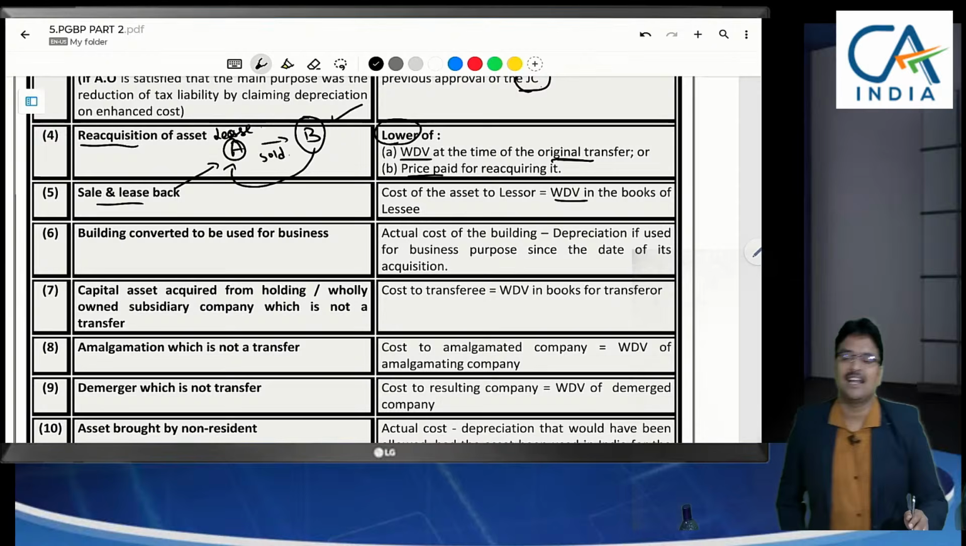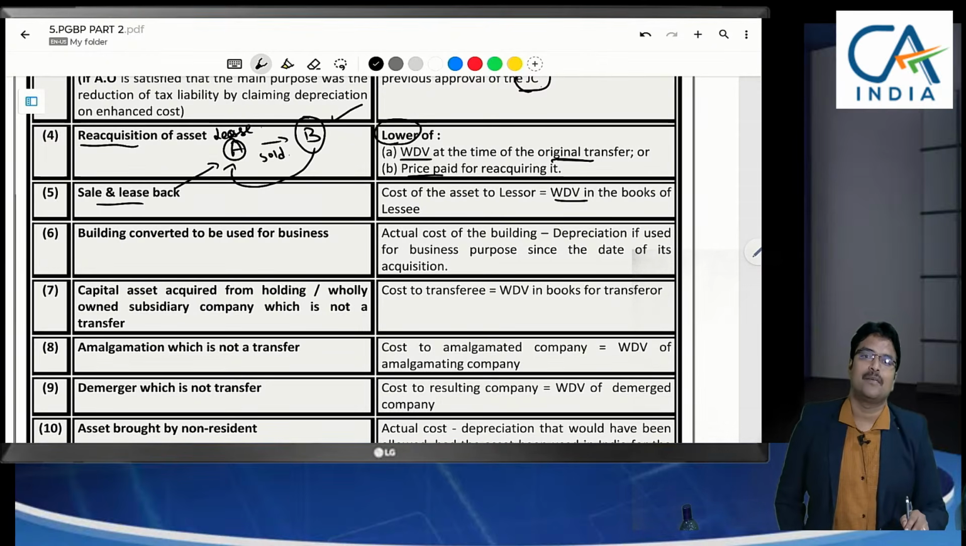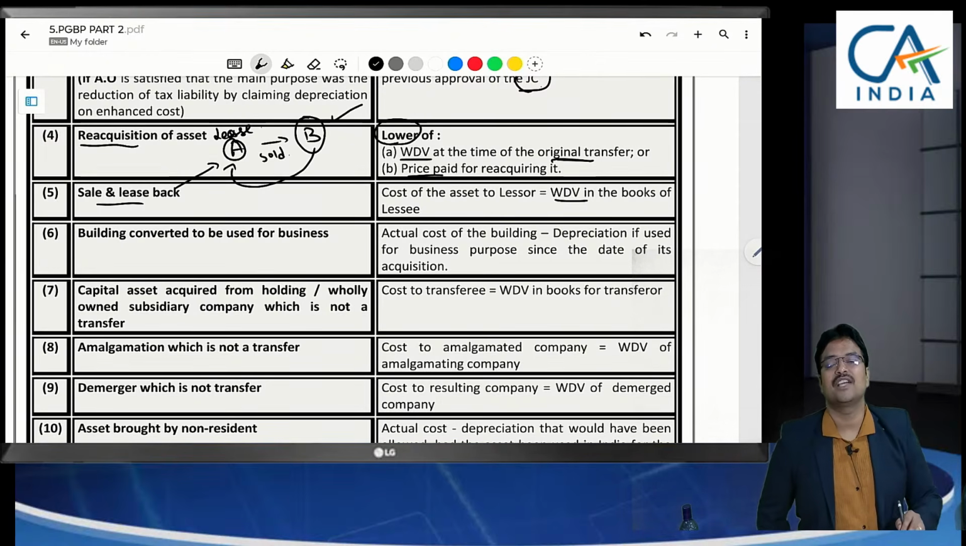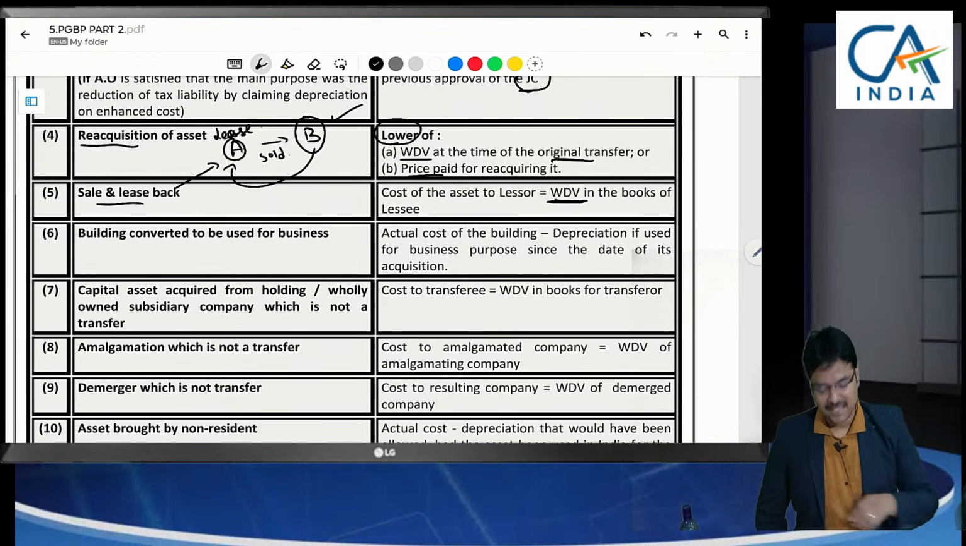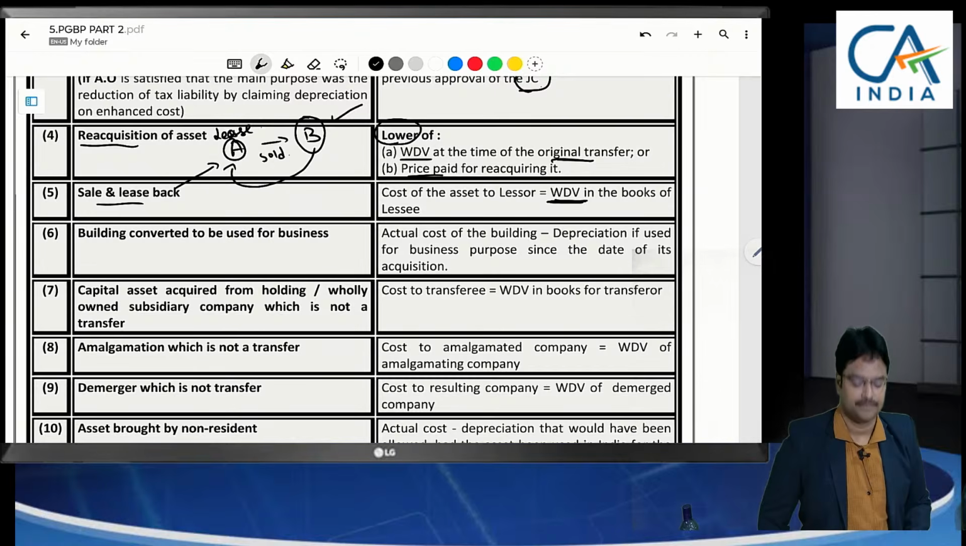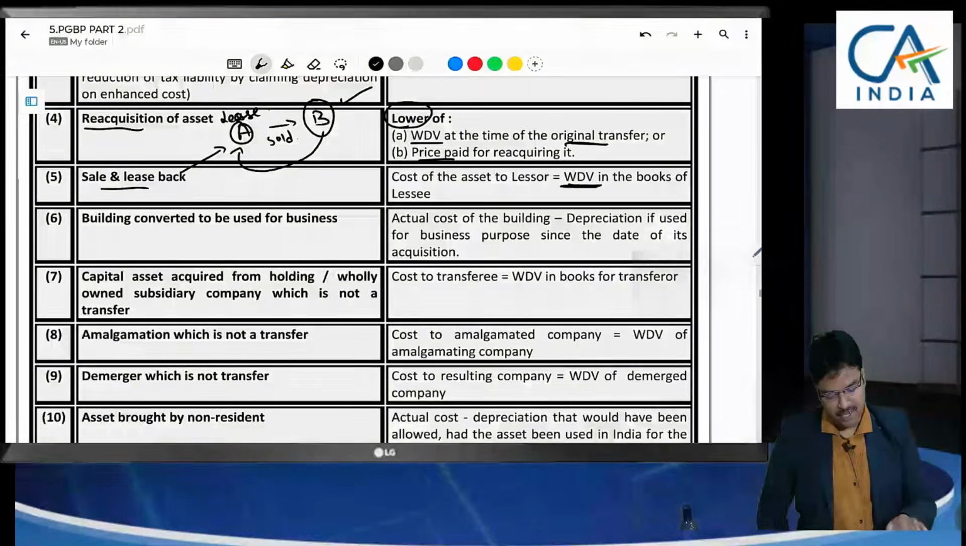Since it's a sale and leaseback transaction, the value might be dependent upon future lease rent price also. This value is not the correct value. That's why the previous WDV value is only considered here. Sale and leaseback: B can claim depreciation on A's WDV.